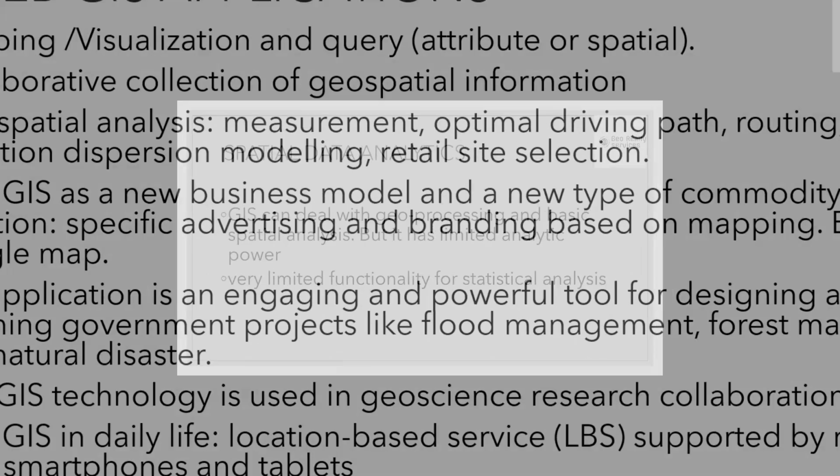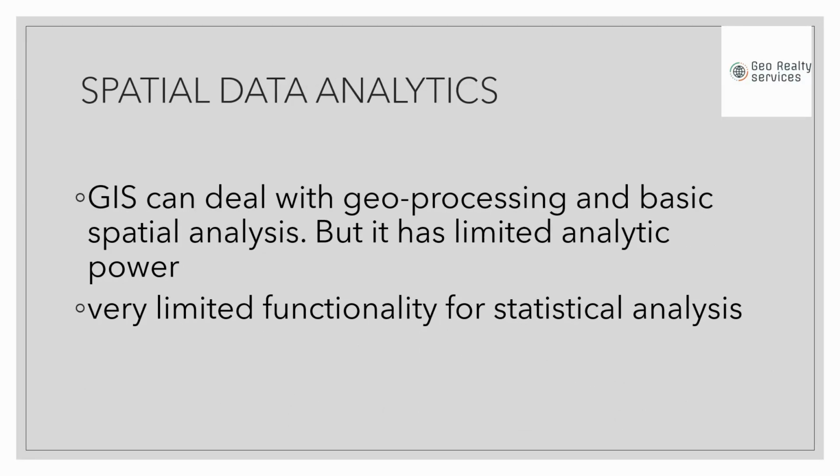The next type is spatial data analytics. GIS can deal with geoprocessing and basic spatial analysis, but it has limited analytics power. For example, it has very limited functionality for statistical analysis. In case you need to conduct advanced spatial analysis, it is required to connect the GIS with a data analysis tool. In our framework, QGIS is used for GIS with R for data analytics.